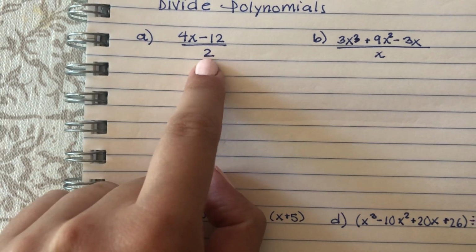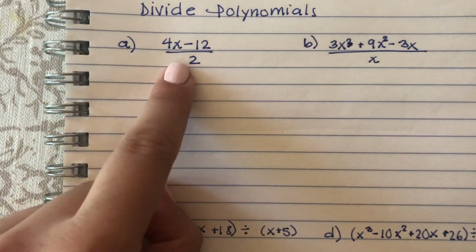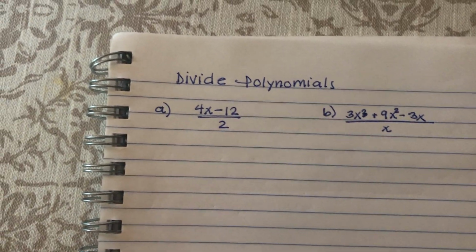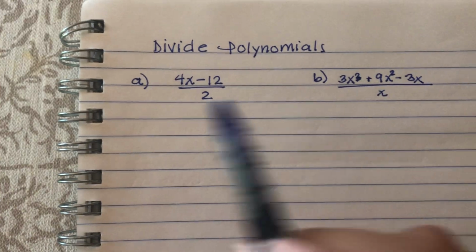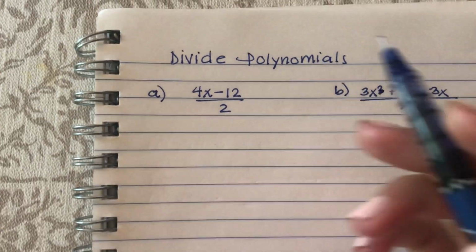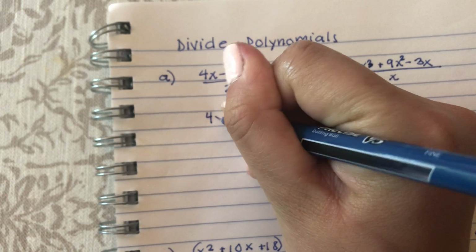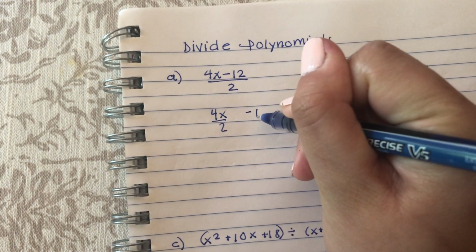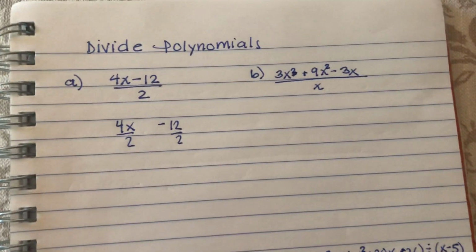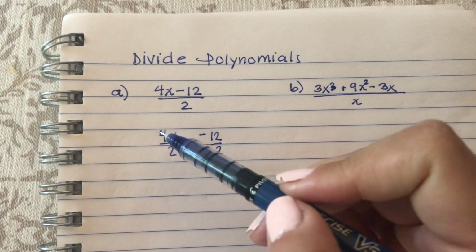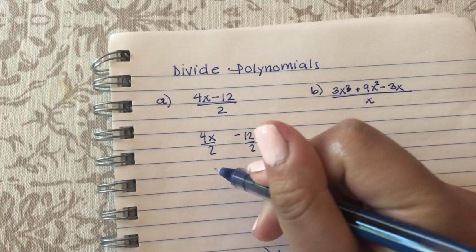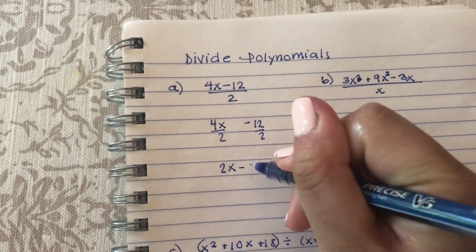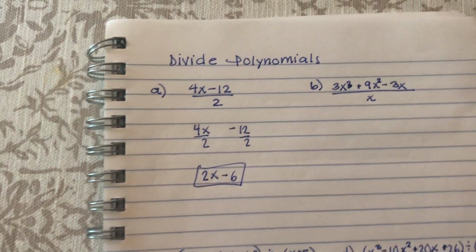So when you're just dividing by a single thing like this, here we're going to divide by 2, here we're going to divide by x. You can really just separate the numerator like with the operation. So this is a 4x and a negative 12. So you can really just, in theory, separate them and divide each one by 2, like that. So basically you're just dividing each part by 2. 4x over 2 is 2x. And negative 12 divided by 2 is negative 6. So here you kind of just use the separation method.